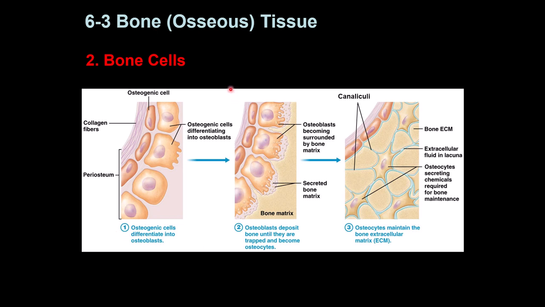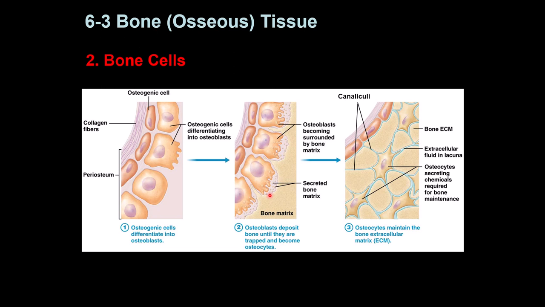So the third component of the bone tissue is the bone cells. Okay, and there are four different types of bone cells. The first one is called osteogenic cells, or osteoprogenitor cells. These are similar to stem cells, and they make osteoblasts. Osteoblasts are young cells, and the function of the osteoblasts is to make the organic bone matrix. Okay, so this is the organic bone matrix that is secreted.